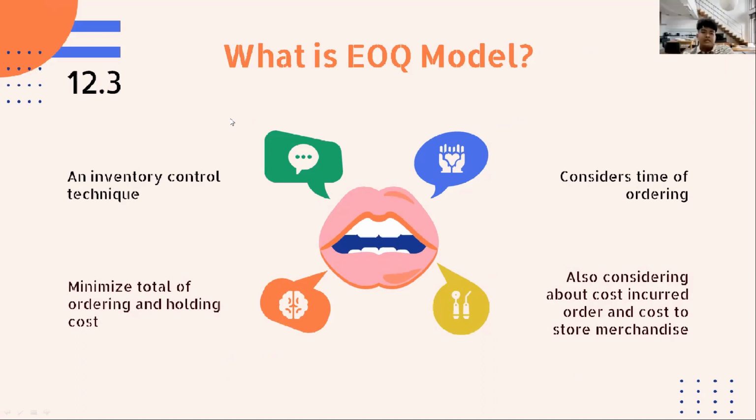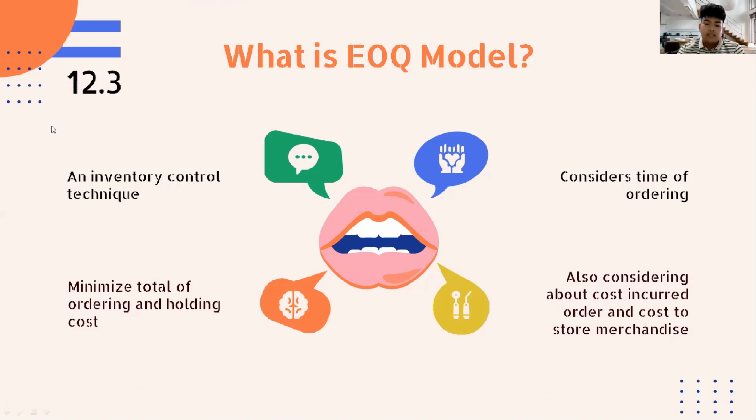Okay, thank you. I want to explain about the EOQ model. First, what is the EOQ model? Economic order quantity model is an inventory technique that minimizes the total of ordering and holding costs, and one of the most commonly used inventory control techniques. EOQ considers the timing of reordering, the cost incurred to place an order, and the cost to store merchandise. This technique is relatively easy to use, but is based on several assumptions.